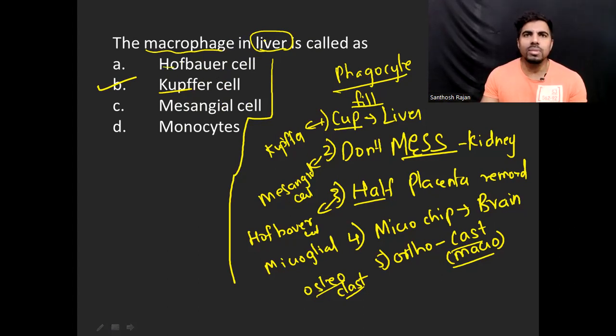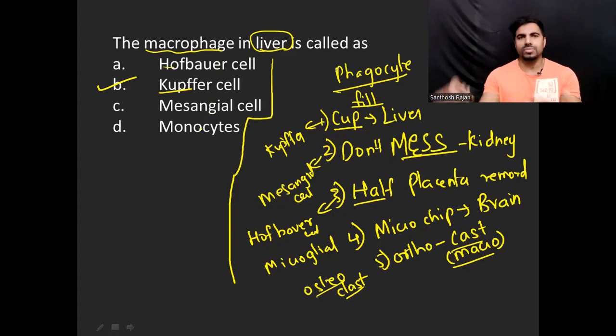Liver, okay, and what about the kidney? In the kidney, sir said, don't mess with the kidney. That means mesangial. Yes, your answer will be right. Monocyte is monocyte only. Monocyte is just a cell which is present there. It's also a type of immune cell only. Nothing much to talk about.